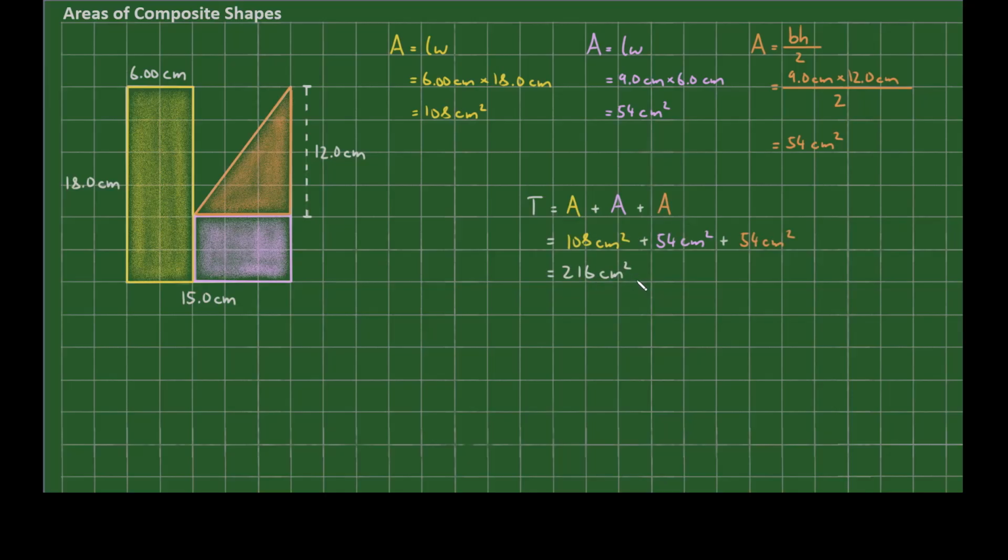This was not the only way to solve this problem. Rather than dividing this composite shape into these three regular shapes, we could have done this. Now we have a yellow rectangle and a red trapezium. Alternatively, we could have calculated the area of this blue rectangle and then subtracted the area of this white triangle.